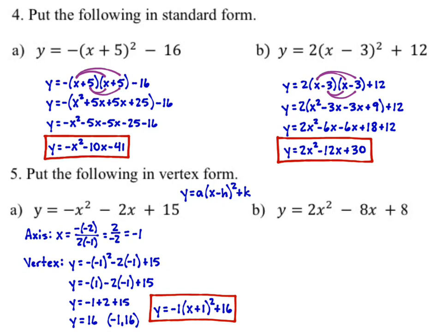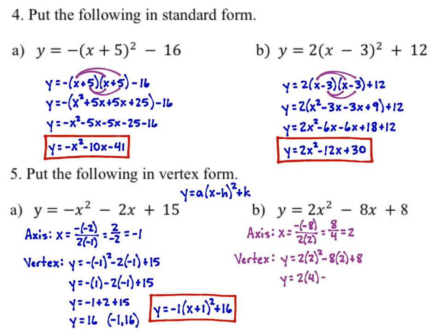For part B, we're going to go through the same process. Find your axis of symmetry. X equals negative 8 over 2 times 2. That's going to be 8 over 4, which is 2. Plug that into our equation. So 2 times 2 squared minus 8 times 2 plus 8. Do the squaring first, so 2 squared is 4. Then do your multiplication, so 8 minus 16 plus 8, and then combine like terms, so you get 0 here. So my vertex is going to be 2 comma 0.